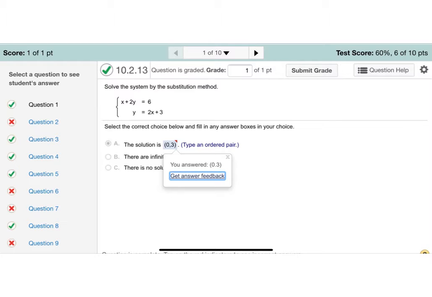Okay, for the first one, you got credit for that one. Just be careful when you're typing in your answer to be sure you're typing in a comma. Okay, so you have 0.3 instead of 0,3. So on that one, just make sure you're putting a comma there. But I gave you full credit for that one.